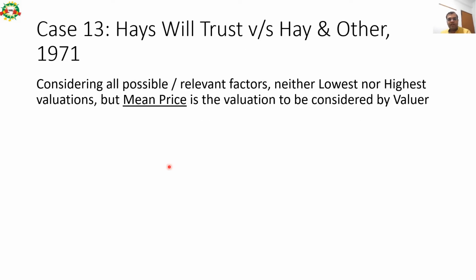Next case is Hayes Will Trust versus Hayes and others, 1971. Considering all possible and relevant factors, neither the lowest nor the highest valuation but the mean is the valuation to be considered by the valuer. This is another court decision given in this case. So the court held that the valuer should consider the mean price. Different court cases have given different decisions, and some of the decisions might be contradicting each other, right? But here in this case, the court held that the valuer should consider the mean price of the property.